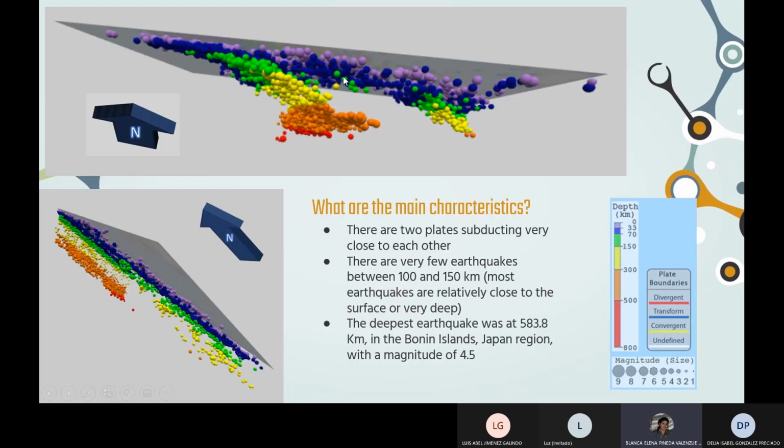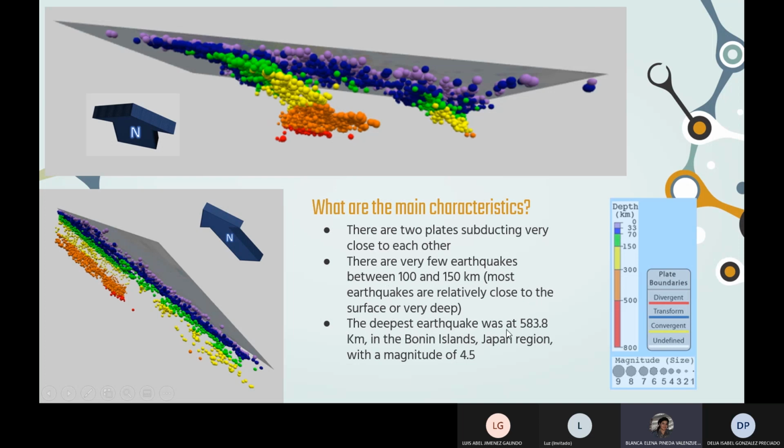Here we can see another 3D perspective. This one is seen from the other side, where we can see again that the yellow points are less abundant. And what are the main characteristics of this area? First, that there are two plates subducting very close to each other, and that there are very few earthquakes between 100 and 150 kilometers. And most earthquakes in general are relatively close to the surface or very deep.